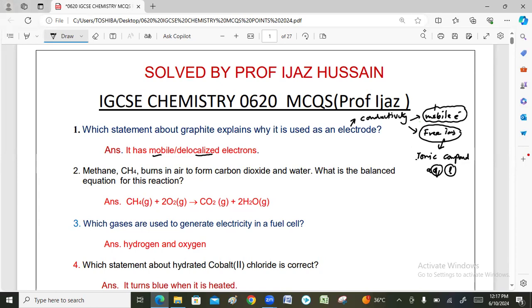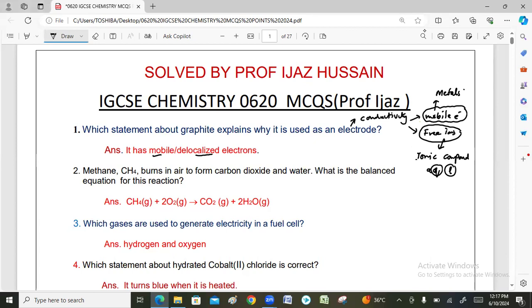So mobile electrons are responsible for the conductivity of graphite as well as for the metals. In metals and graphite, mobile or delocalized electrons are responsible for the conductivity. That's why they can be used as electrodes. But in ionic compounds, the free ions or movable ions are responsible for the conductivity, but they cannot be used as electrodes.